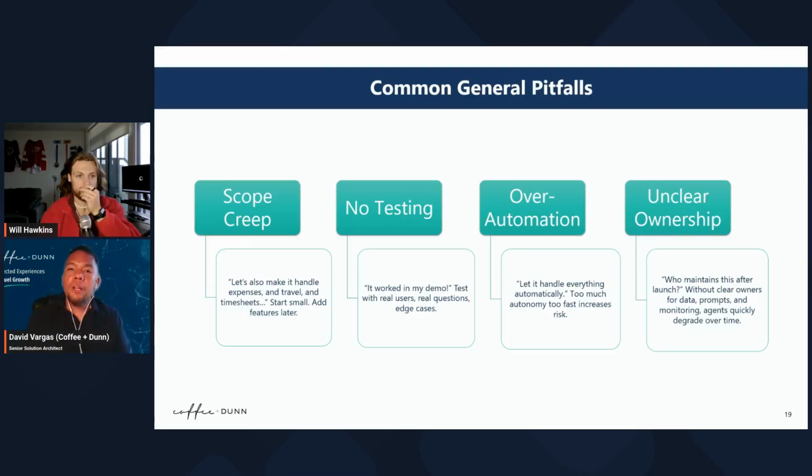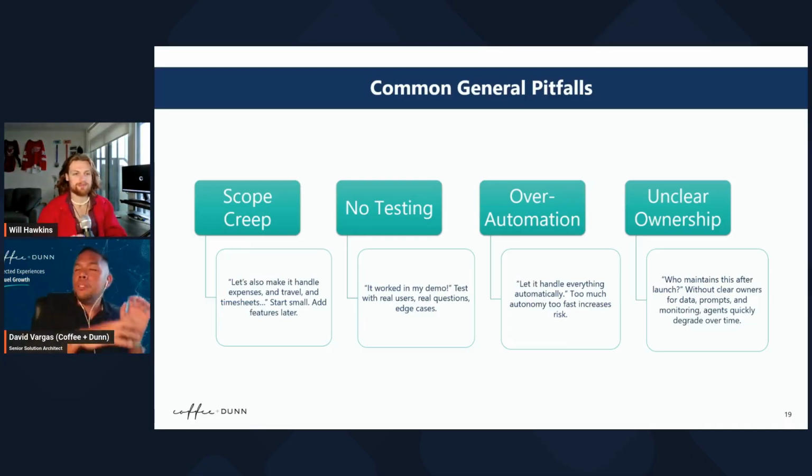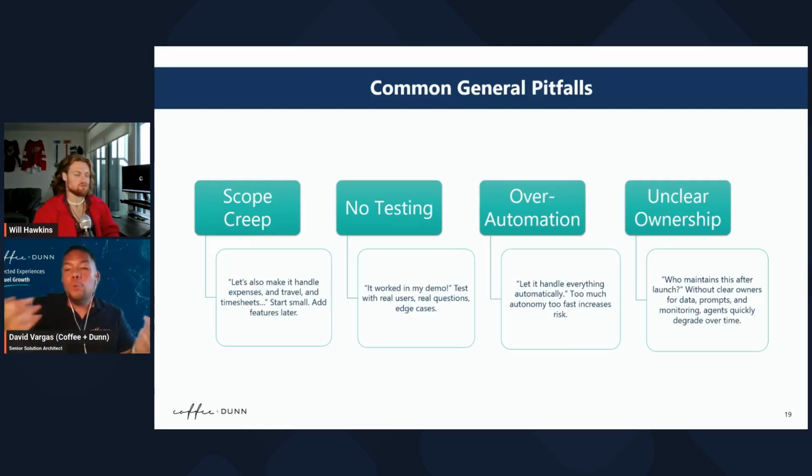So just some common general pitfalls that we've seen. I think when it comes to building a bot, scope creep. I think you just want to add all the bells and whistles. I want it to do this. I want it to handle expenses and travel and timesheets, and then you start getting this bloated experience where the bot is just too much. It's just too much, and it starts really just going haywire, honestly.